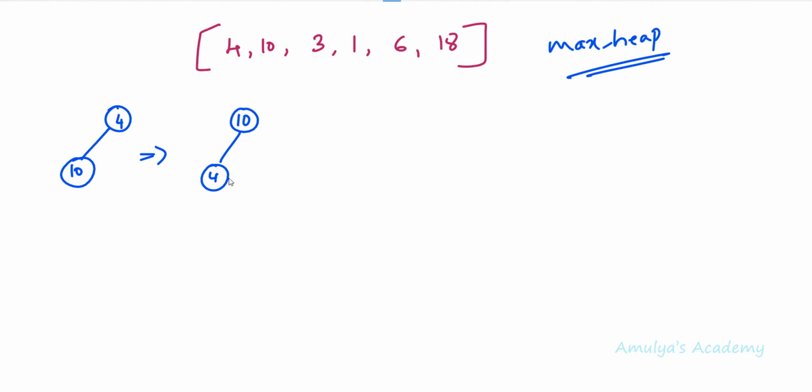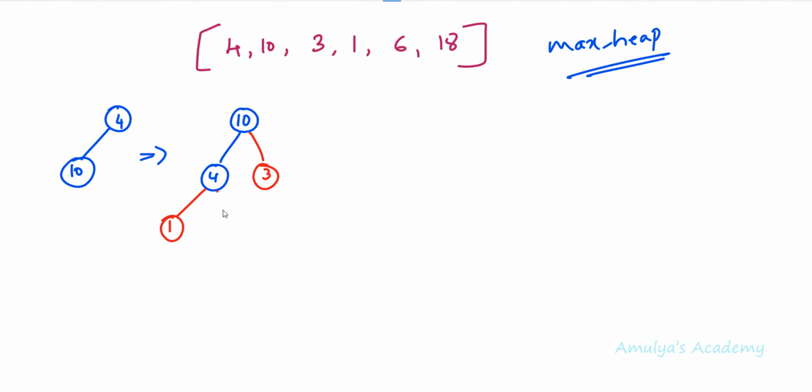Next value is 3. The next open spot is here. So I'll add it here and check whether it is following the heap property. Yes, because the parent node contains a key greater than the child node's key. So it is following the max heap property. I'll go to the next value, 1. See, the next open spot is here. So I'll add 1 here and it is following the heap property. Its parent's key is greater than its key. So no problem.